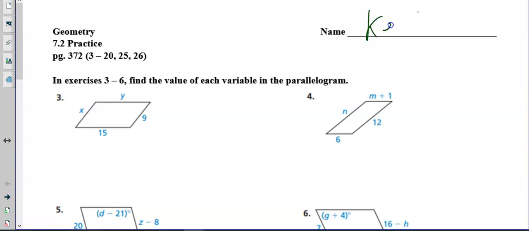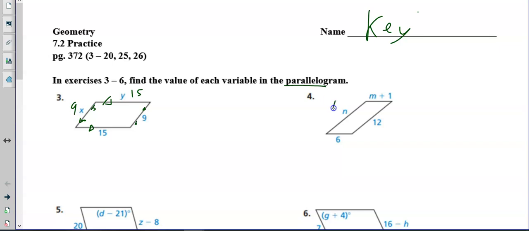All right, 7.2. So, find the value of x and y. Notice it says parallelogram. That means opposite sides are parallel. Okay, so this is parallel to this, and this is parallel to this one. Okay, in a parallelogram, opposite sides have opposite measurements that are equal.